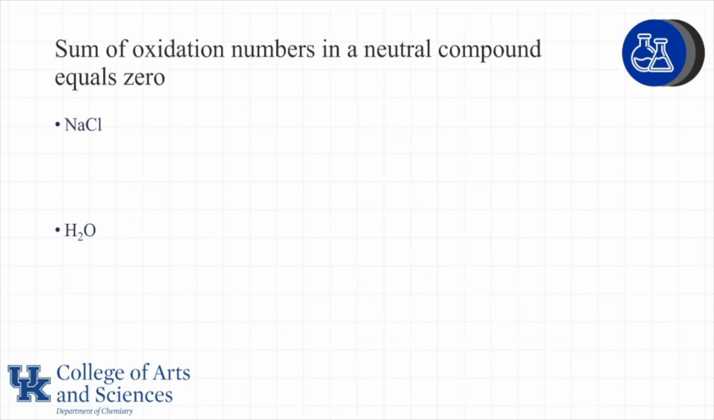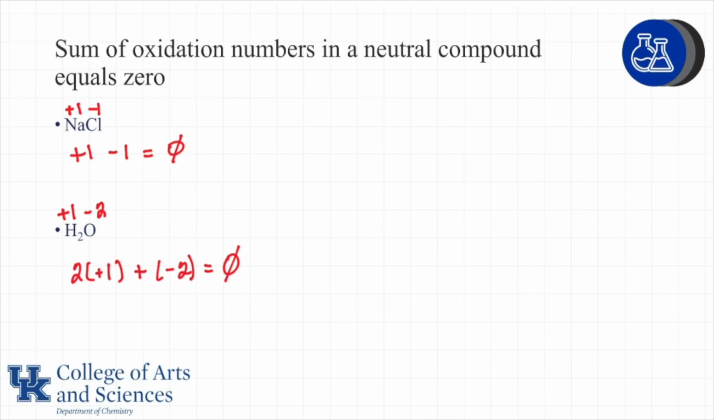The sum of the oxidation numbers in a neutral compound equals 0. Looking at our example with NaCl, we have +1 and -1 oxidation numbers. We see that +1 -1 equals 0. For H2O, we have +1 and -2 for hydrogen and oxygen. We know that 2 times +1 plus -2 equals 0.